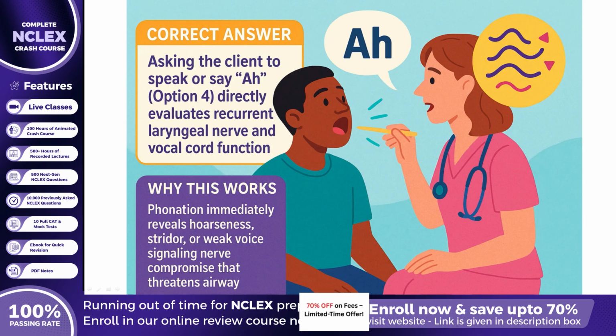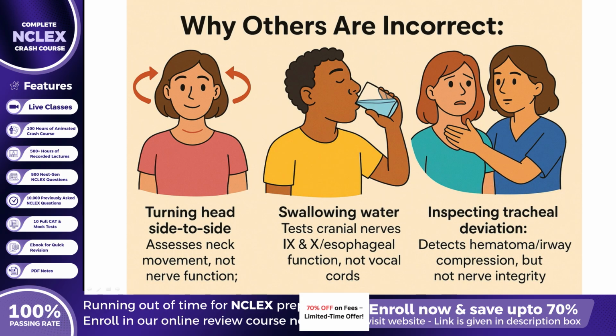Turning to the incorrect options, let us start with option 1, turning the client's head from side to side. This maneuver only assesses neck mobility and muscular discomfort, and it does not provide any information about vocal cord or nerve function, making it irrelevant in detecting laryngeal nerve damage. Moving on to option 2, observing the client swallowing. While swallowing difficulties can occur if nerve damage is severe, this assessment is not specific or sensitive for laryngeal nerve injury. It evaluates aspiration risk and esophageal function rather than vocal cord integrity.